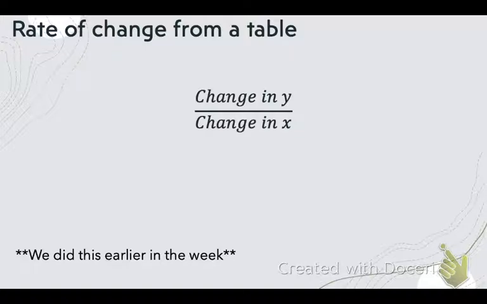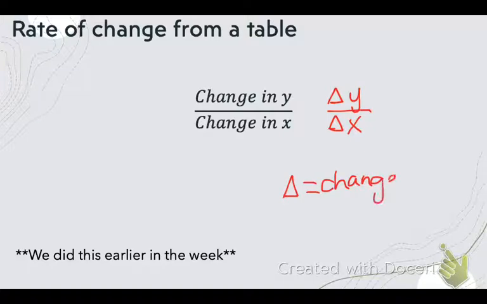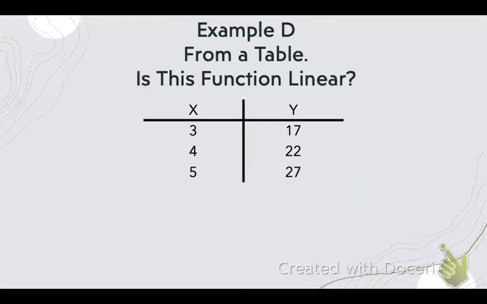Wednesday in Zoom, we talked about using the triangle instead of change in, and that is also a way that you can do it. Just make sure that you know that the triangle stands for change in. And this is our slope ratio. So let's use it. I have a table here, for example D. My x values are 3, 4, and 5, and my y values are 17, 22, and 27. I have a very specific way that I want to do this, and I want you to copy exactly what I write down.